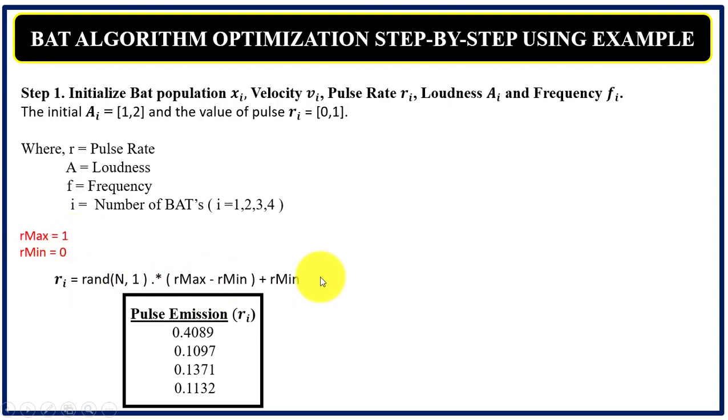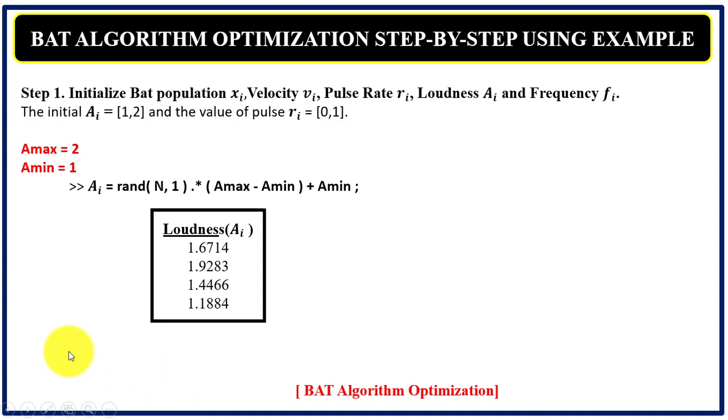For the pulse rate, the maximum value you can take is 1 and the minimum is 0. Using this command in MATLAB, you can see we initialize the pulse rate for each bat. This one is for the first bat, second bat, third bat, and fourth bat. Now we will initialize the loudness for each bat. Using this command again, you can initialize the loudness for each bat. Here we will take the maximum loudness 2 and the minimum 1, as you can see in the domain here. So this is the loudness for the first, second, third, and fourth bat.